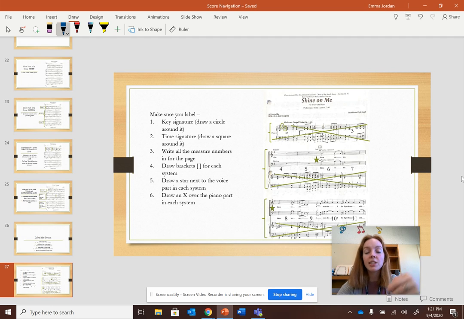So if I say circle the key signature, I need you to be able to find the key signature and draw a circle around it. And I need you to be able to write in measure numbers and things like that. We'll do plenty more practice. So like I said, don't panic about this. This is just the very beginning of all of this.